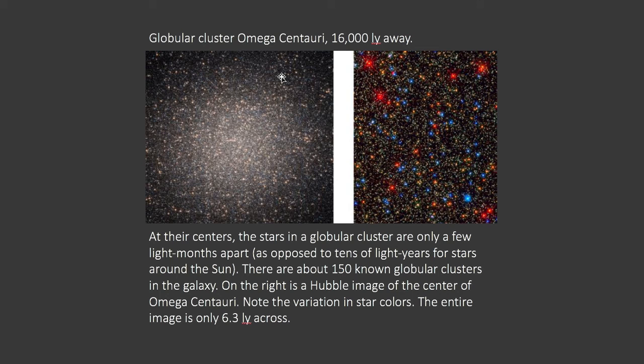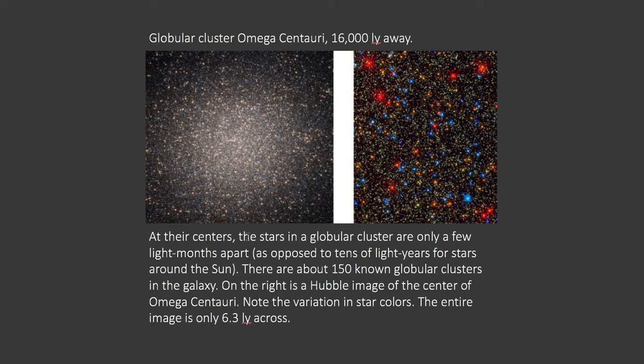Okay, so here's an example of a globular cluster. This is a globular cluster called Omega Centauri. It's about 16,000 light years away from us. At the center of these globular clusters, the stars are very, very close together. They're only a few light months apart. So think about the stars around the sun. Around the sun, the closest star is 4 light years away. Within a globular cluster, the stars are very, very close together. They're only a few light months apart. There's only about 150 known in the galaxy.